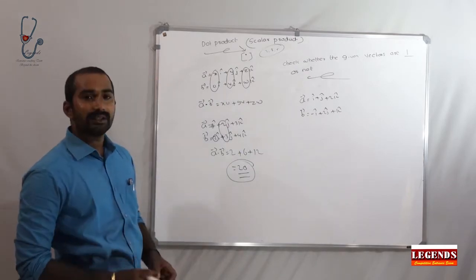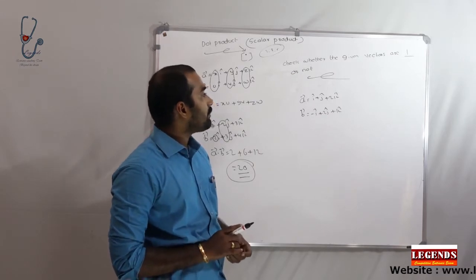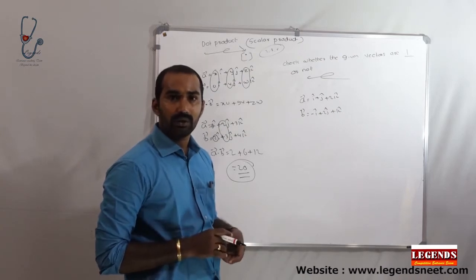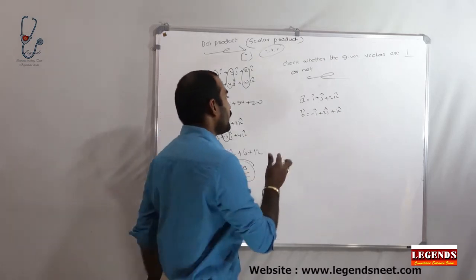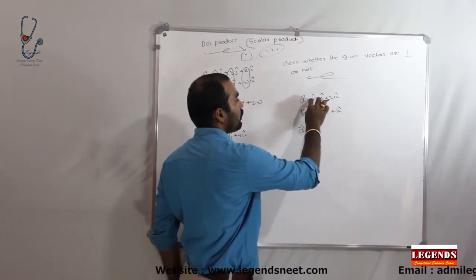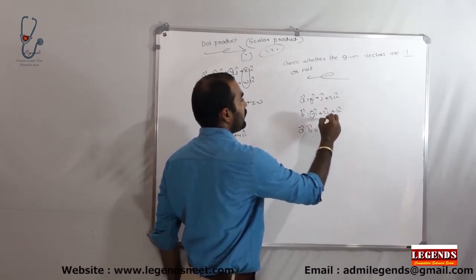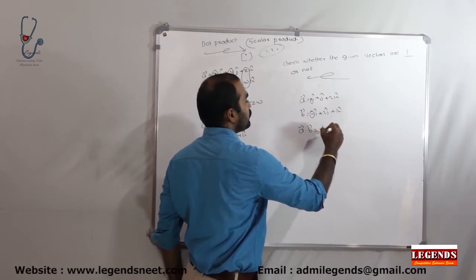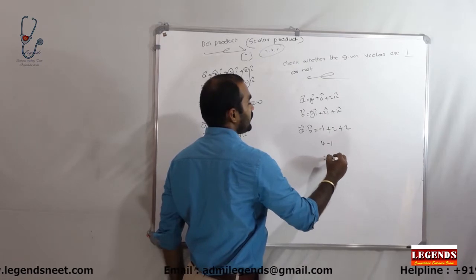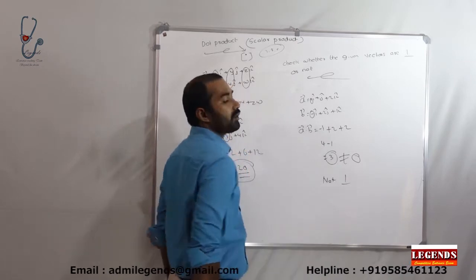A vector is equal to i plus j plus k. B vector is equal to minus i plus 2j plus 3k. Check whether they are perpendicular or not. How can we check it? Only by taking the dot product. A dot B: 1 into minus 1 is minus 1. 1 into 2 is 2. Again, 2 into 1 is 2. What is the answer? 4 minus 1 is equal to 3. The answer is not equal to 0. Therefore, it is not perpendicular.